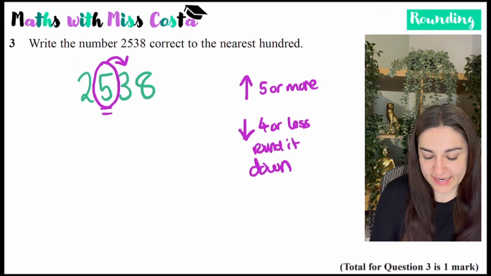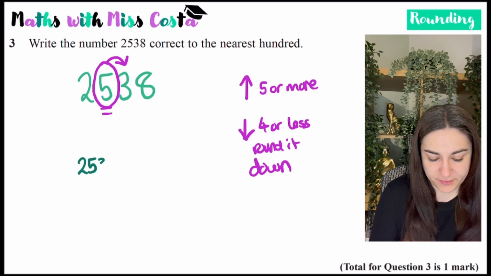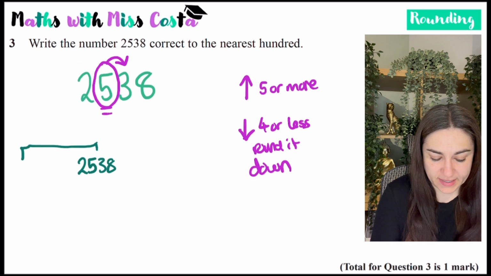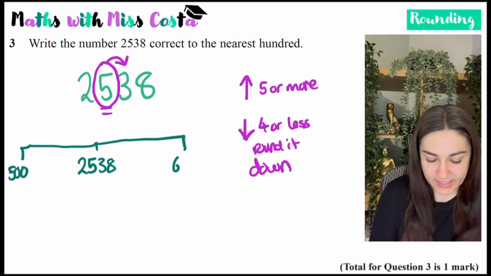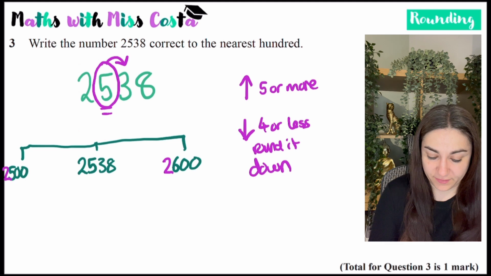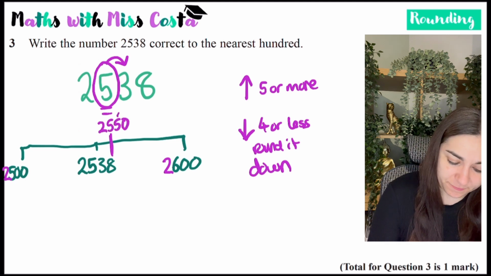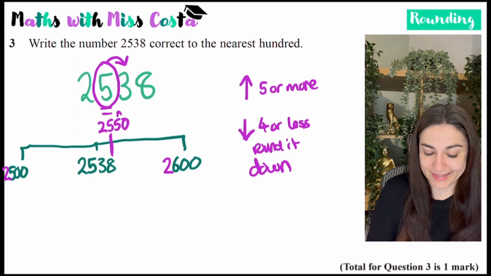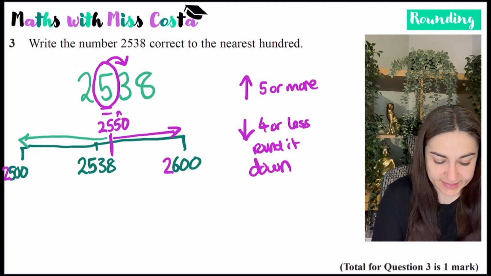So what rounding actually means is, if I think of my number 2,538 as a floating number, I know that it's going to be in between 2,500 and 2,600. So essentially I'm trying to decide whether the number is closer to 2,500 or 2,600. Now halfway between 2,500 and 2,600 would be 2,550, and that's why if the number next to the 5 is 5 or more, it would be rounding up to 2,600. If it's less, it would be rounding down.